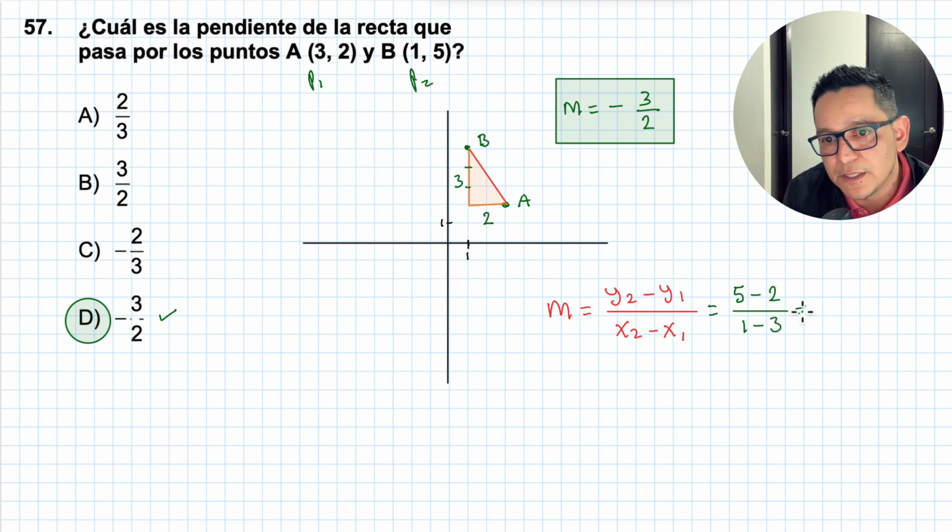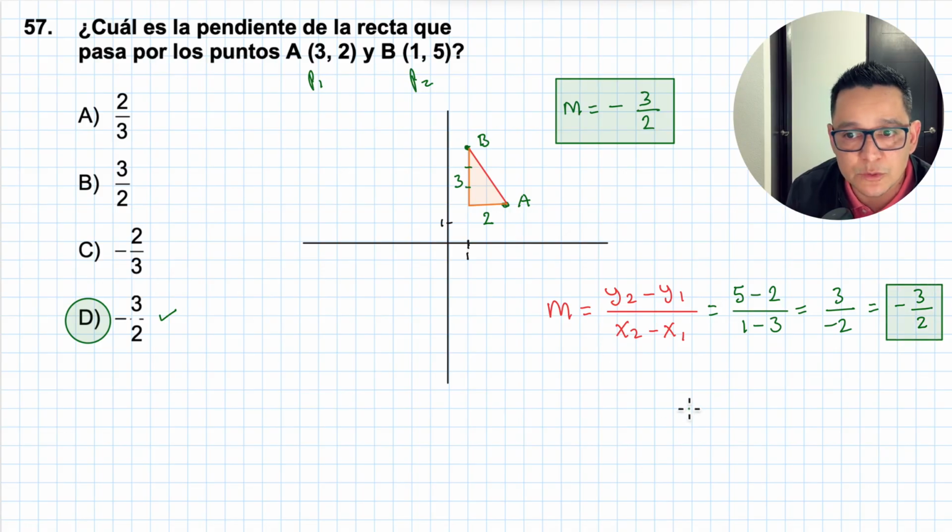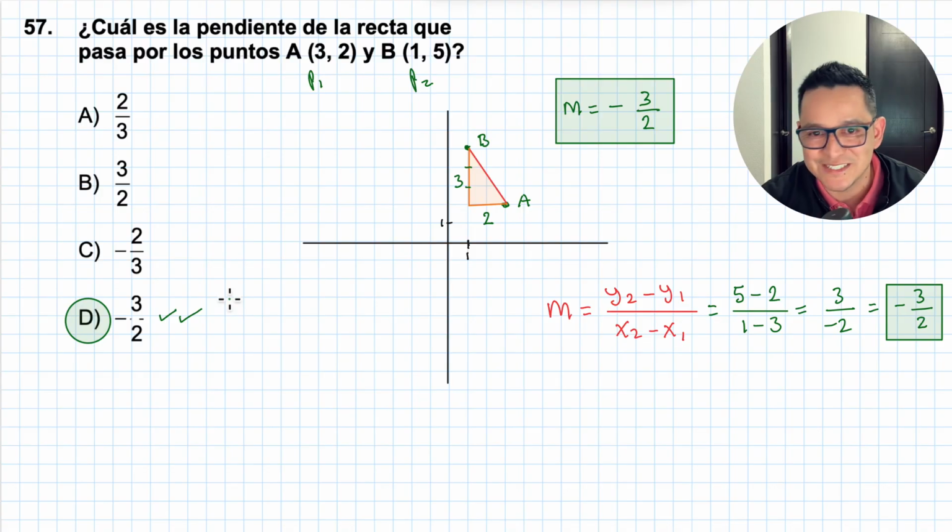We do the math. 5 minus 2 is 3 over 1 minus 3 is minus 2. Positive over negative is negative, so this would be minus 3 halves. How can you tell? Well, we're arriving at exactly the same solution. The slope is minus 3 halves. That's it, right? Done. Simple.